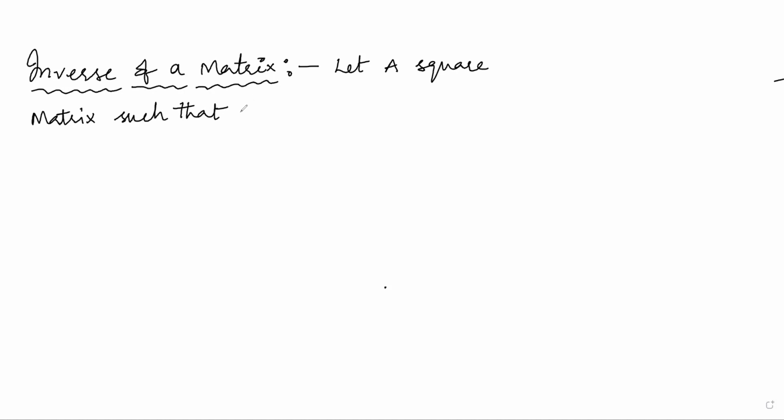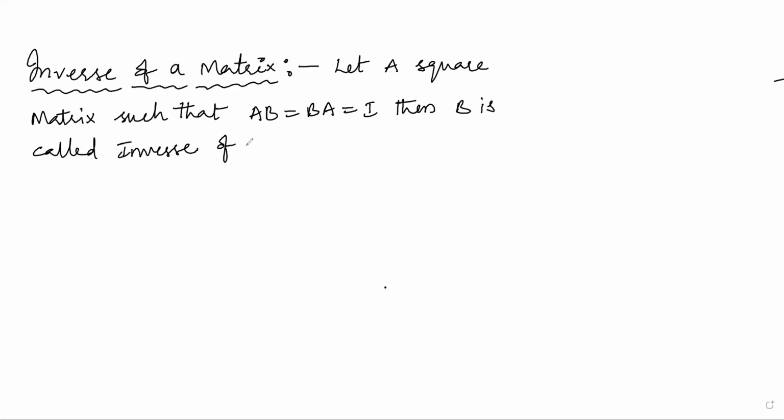Let A be a square matrix such that AB equals BA equals I. Then B is called the inverse of A, and we write B equals A inverse. This is what the inverse of a matrix is.